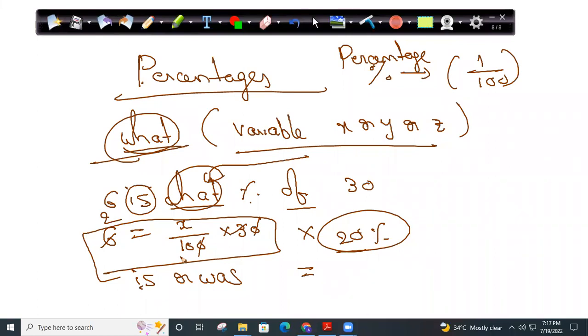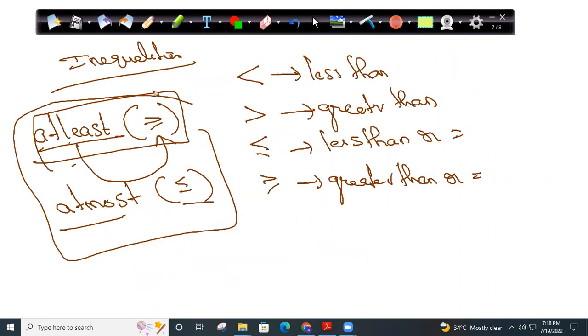There is, there was, or there were, is, equal symbol. Percentage always stands for 1 by 100. Percentage means 1 by 100. Of always stands for multiplication. So these are the things that are going to help you in solving percentage word problems. These words will also help you whenever you have inequalities word problems.